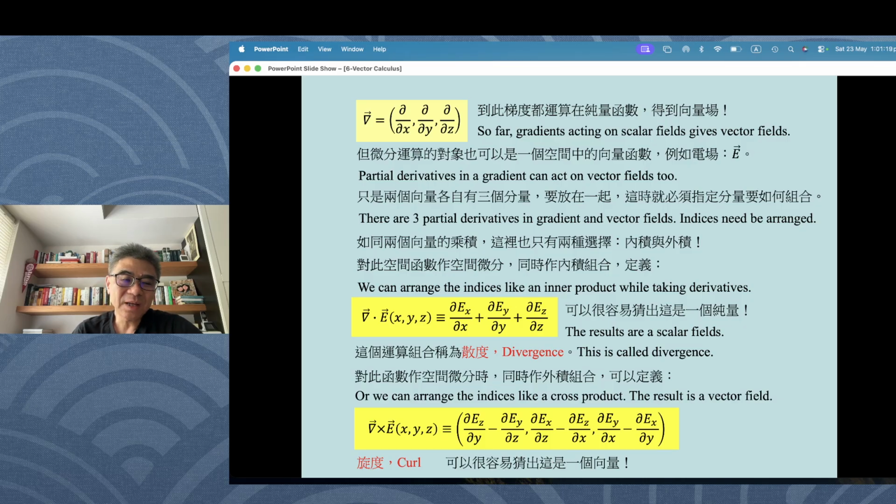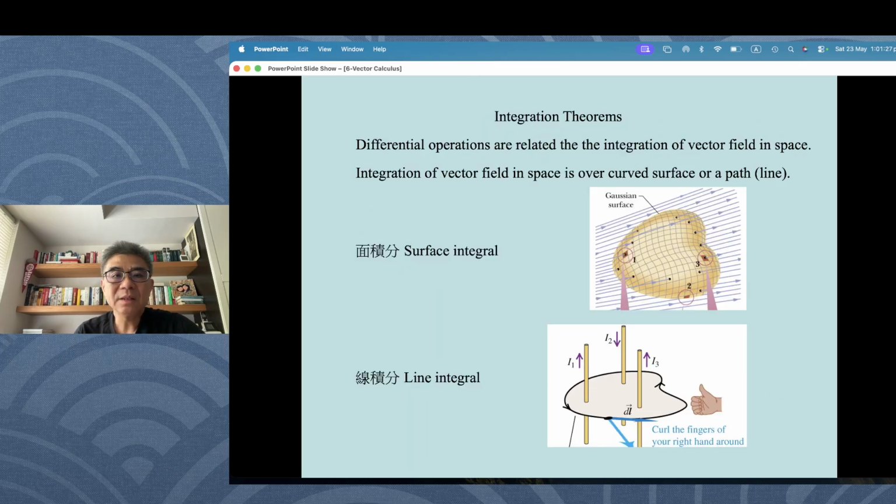Okay, so we define two quantities or two functions or two operations of a vector field, the divergence and the curl. Then the point is that these two definitions are useful when we want to connect the integration in space to the differentiation in space. This connection is usually called an integration theorem. It applies to two different kinds of integral in space. One is the surface integral and the other is the line integral. We'll start with the first, the surface integral.